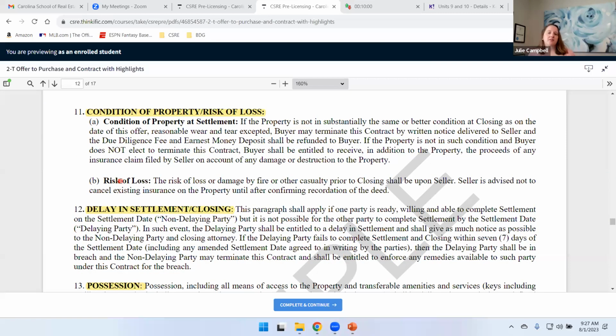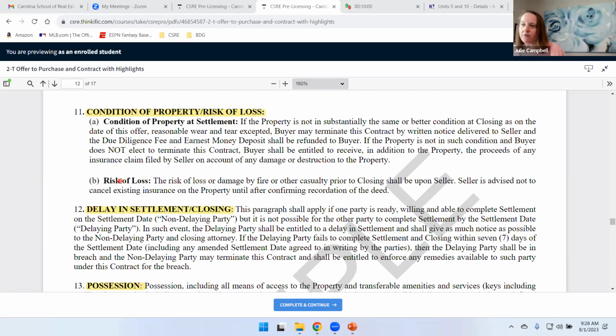The second piece of this is risk of loss. This is letting the seller know they're still the one at risk. It's still their home until that deed changes hands. The seller needs to maintain homeowner's insurance through the day of settlement. They've got to keep it insured.